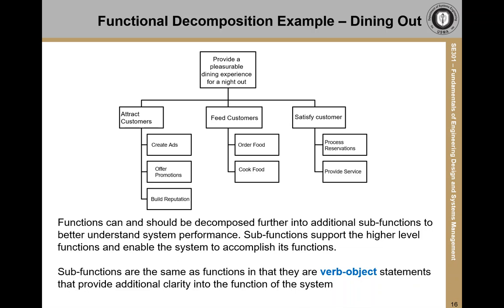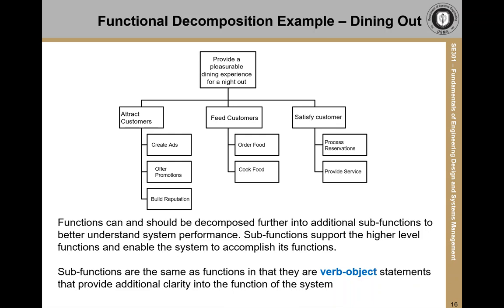When it comes to feeding customers, there are two sub-functions. You have to order the food. As a restaurant, we need to make sure we are stocked and have food in the kitchen, in the refrigerators and the deep freezers. So we need to have food ordered and on hand, and then we need to be able to cook the food. We could probably come up with some other ones related to food, but those are two sub-functions of feeding the customers.